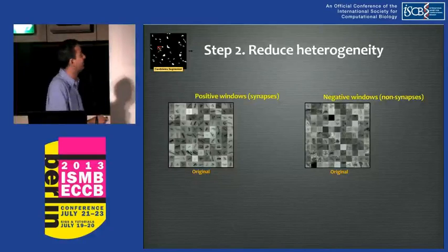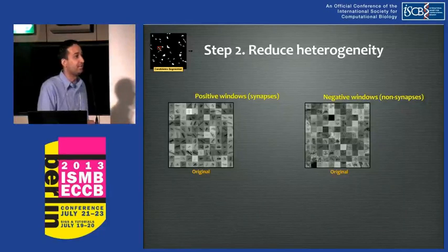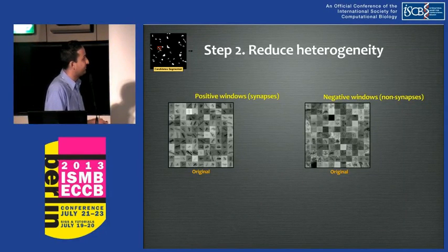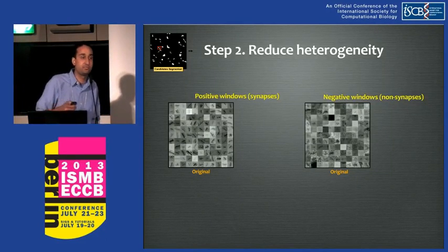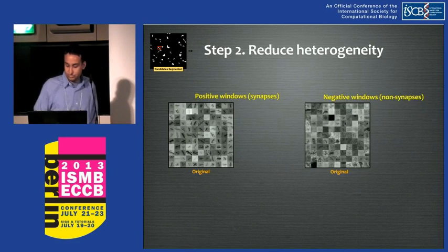Okay, so the next step. Here we have these candidates, and here I've highlighted a bunch of candidates across a few samples. This is just showing the sort of heterogeneity we're dealing with. These are all synapses and these are non-synapses. You can see the variation in the staining here. You can see it's much more illuminated. Before we built our classification framework, we wanted to try and reduce some of this heterogeneity, and so we did three things.